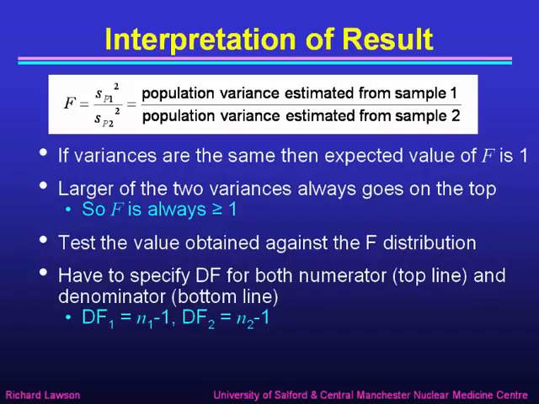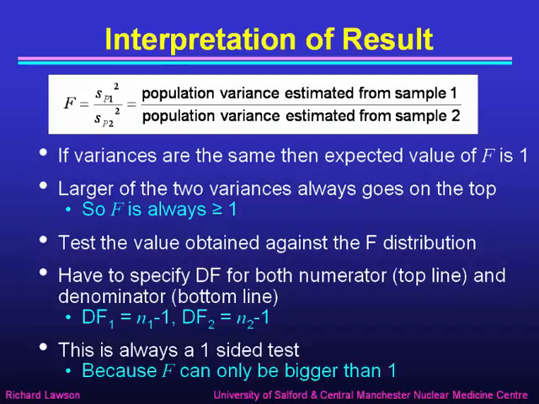Now the F distribution requires 2 degrees of freedom, one for the numerator, the top line, and one for the denominator, the bottom line in the equation. But in each case the number of degrees of freedom is the number in that sample minus 1. Note that this must always be a one-sided test. Since we said that F can only be bigger than 1, not less than 1, we only have one tail in the distribution to worry about.